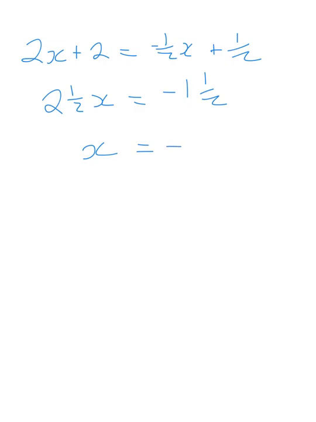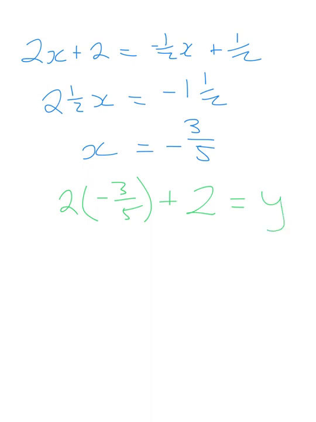negative 3/5. We still obviously need to find the y value, so the y value will be any of those, so it's 2 times negative 3/5 plus 2 is equal to our y value. So that will give us y is equal to, you can plug this straight into your calculator if it makes it easier, and so we have the one point being negative 3/5 and 4/5.